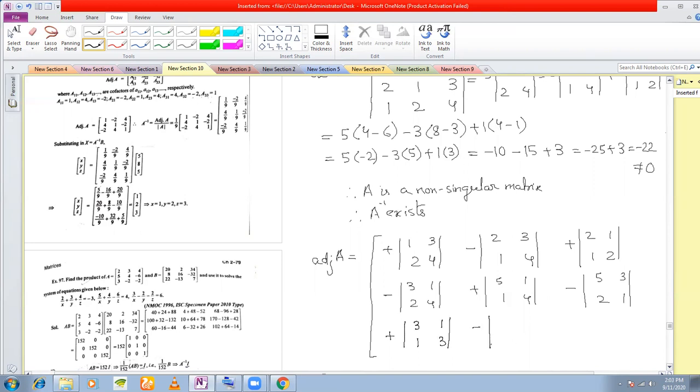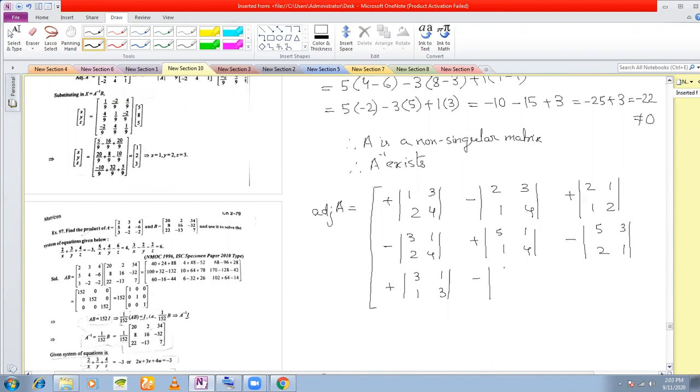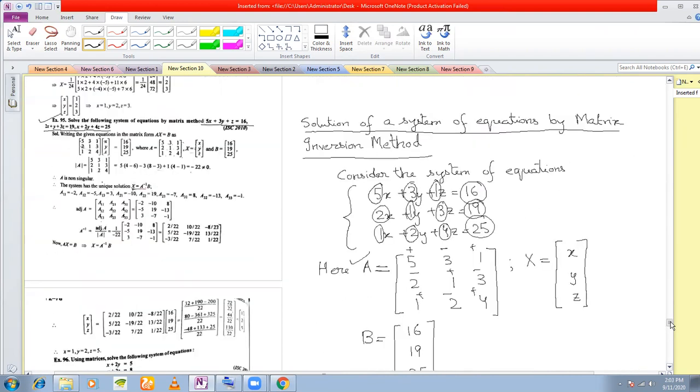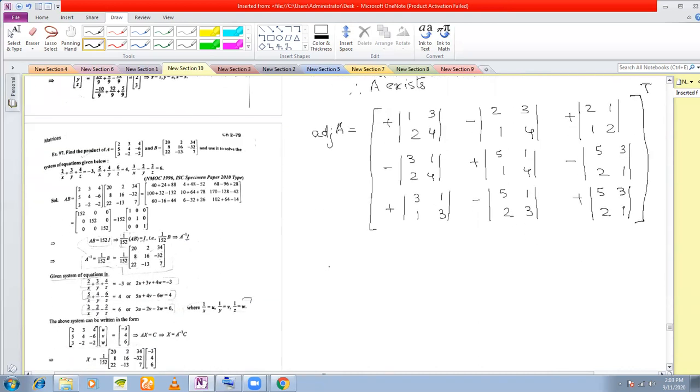Again a minus, and then you have 5, 1, 2, 3. And again a plus, and then you have 5, 3, 2, 1. This matrix taken with a transpose. So therefore, what matrix are you getting here?